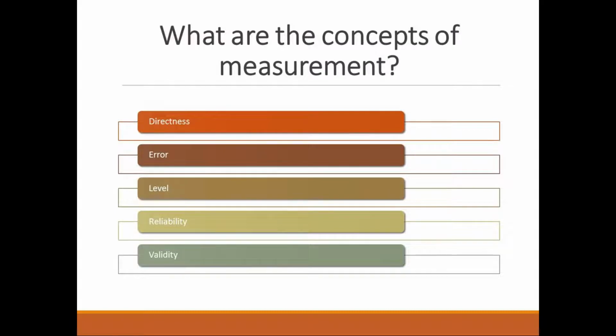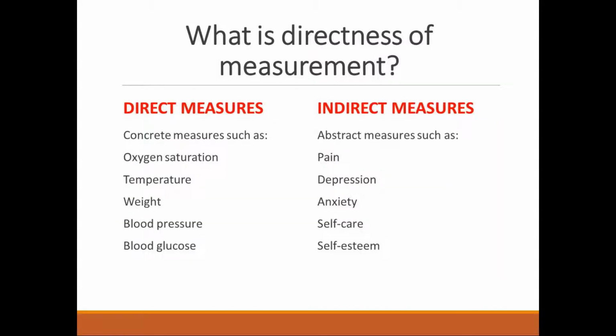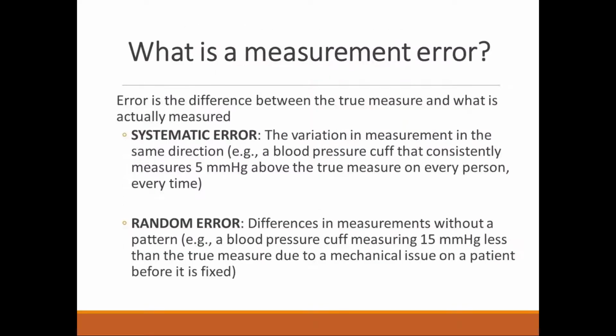What are the concepts of measurement? Directness, error, level, reliability, and validity. So what is the directness of measurement? Direct measures are concrete measures such as oxygen saturation, temperature, weight, BP, and blood glucose. Whereas indirect measures are abstract, such as pain, depression, anxiety, self-care, and self-esteem.